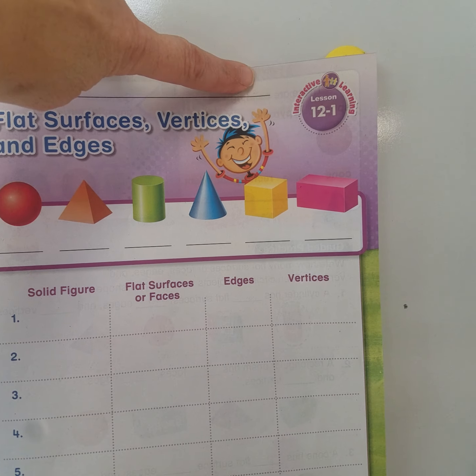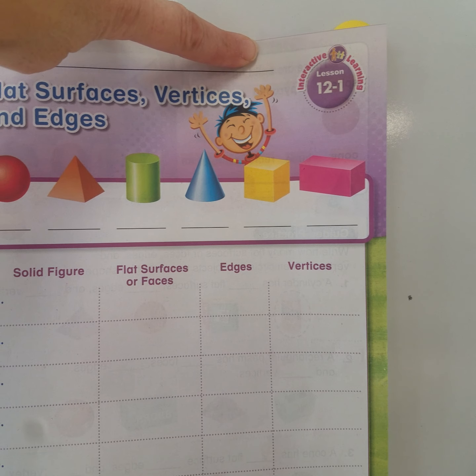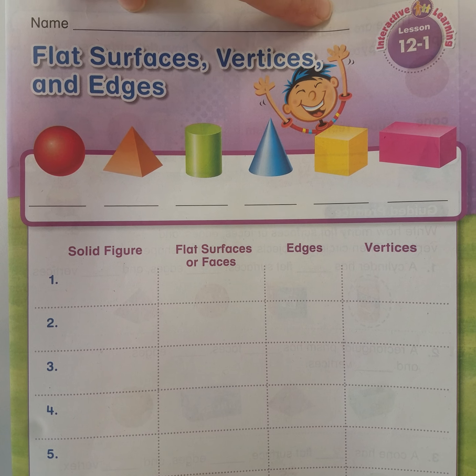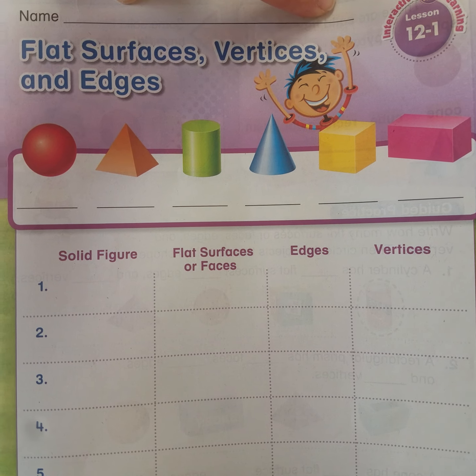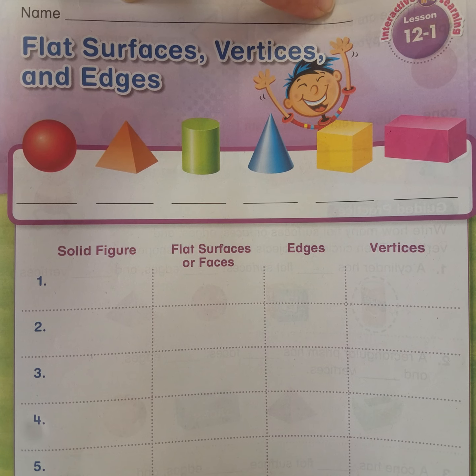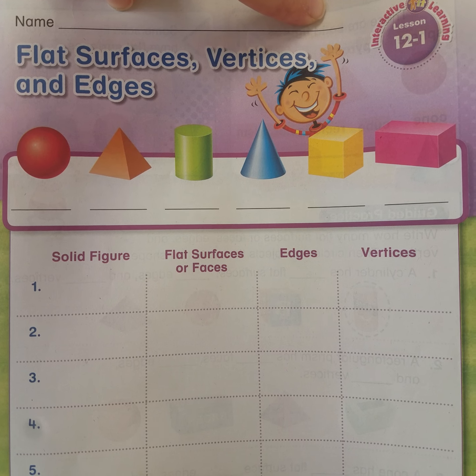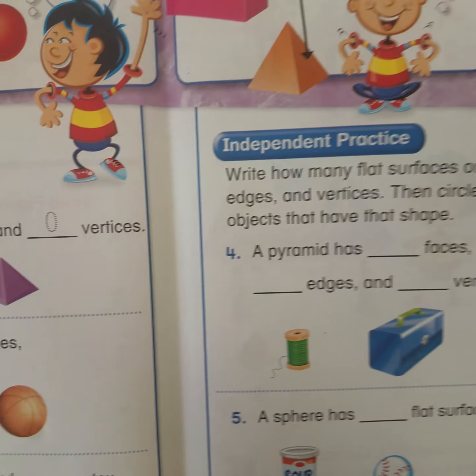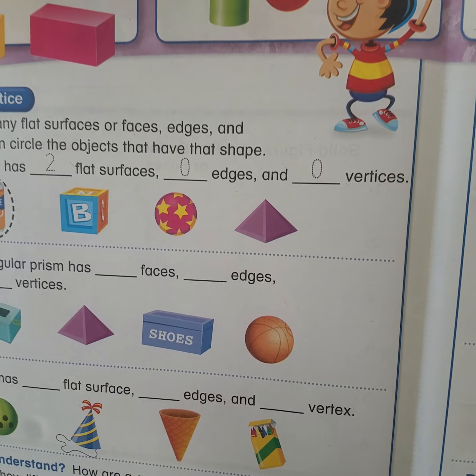All right, my friends, we are talking about lesson 12.1 today. It is flat surfaces, vertices, and edges. And we've got a bunch of different 3D shapes on the front of this piece of paper. Now, we've seen lots of those before. These are called solid figures.